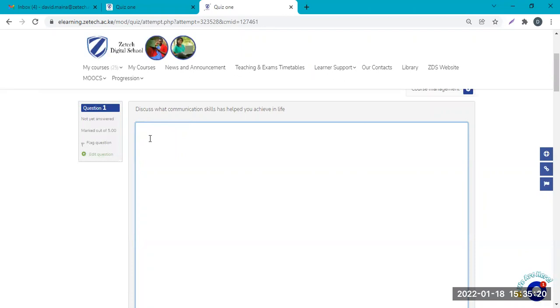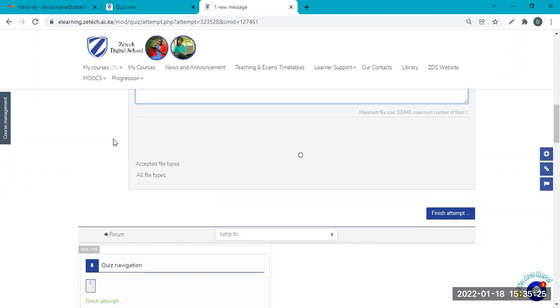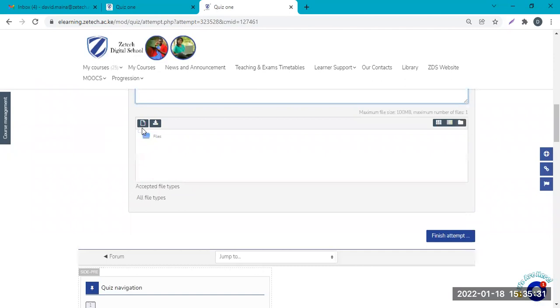You write them. For example, maybe you are using a machine, or you are using a laptop. You come here, you click, you write it in a Word document. Using your laptop, you save it somewhere. Once you save it, you come here and you upload it.